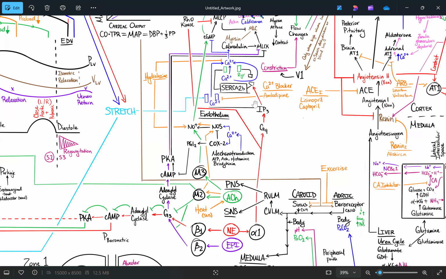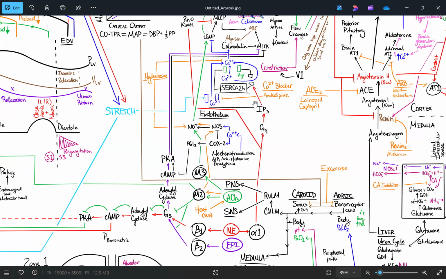For sympathetics, you'll have your alpha-1 and your beta-2. For alpha-1, what that'll do is activate Gq, which will release IP3, which will bind to a receptor on the sarcoplasmic reticulum and release more calcium. Also note that alpha-1 will also activate Rho kinase, which will inhibit MLCP, which means less dilation. Also note that smooth muscle also has SERCA 2B instead of just SERCA like cardiomyocytes.